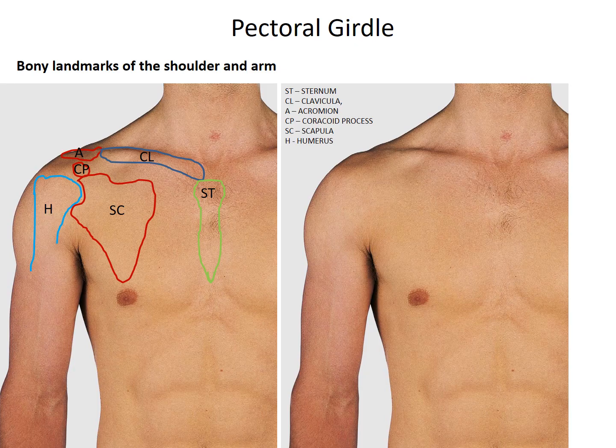When you learn the bones of the upper limb, you will recognize the position of the sternum, clavicle, scapula, coracoid process and acromion process of the scapula, and the position of the proximal part of the humerus.